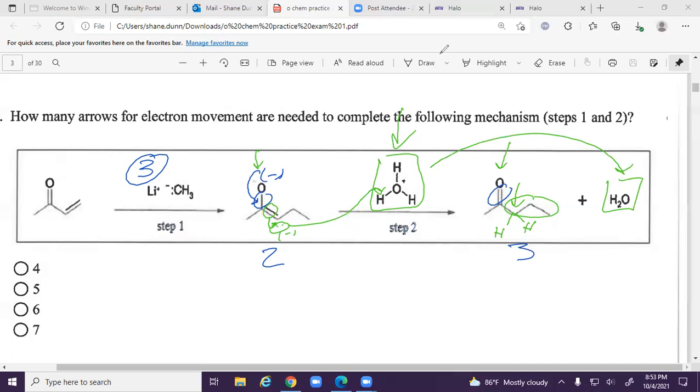So let's erase the arrows I don't need. Yep. And the answer is 6. 3 on step 1, 3 on step 2.